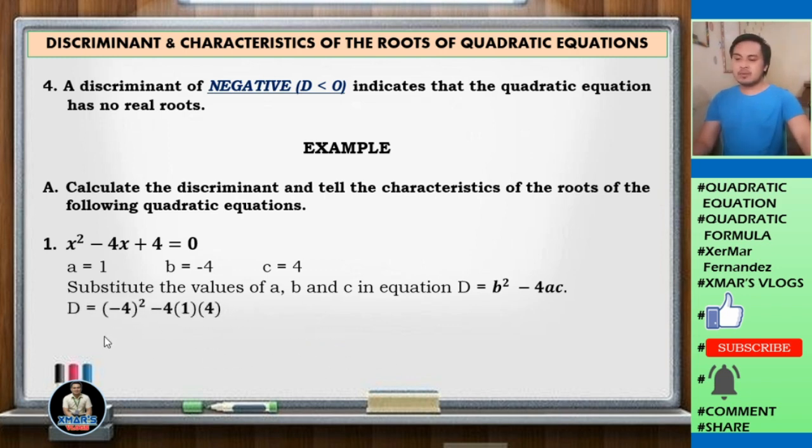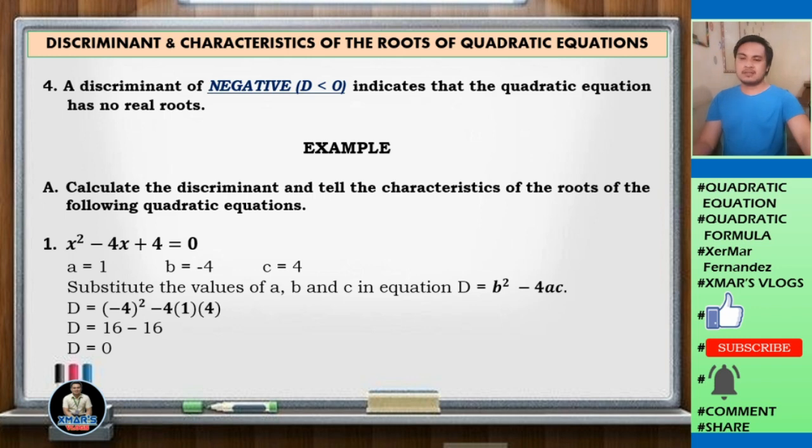Next, d equals negative 4 squared minus 4 times 1 times 4. So we substitute negative 4 for b, 1 for a, and 4 for c. And we have to simplify. Negative 4 squared is 16. Negative 4 times 1 times 4 is negative 16. And 16 minus 16 equals 0. So our discriminant is 0.